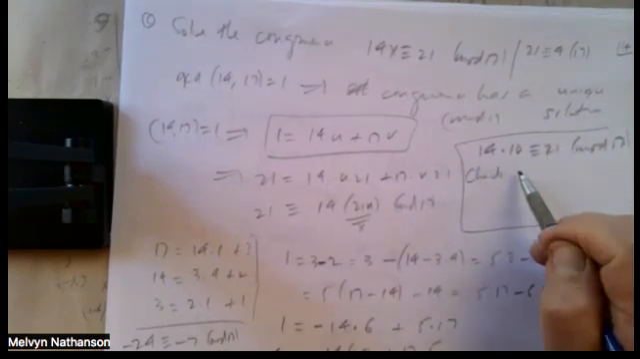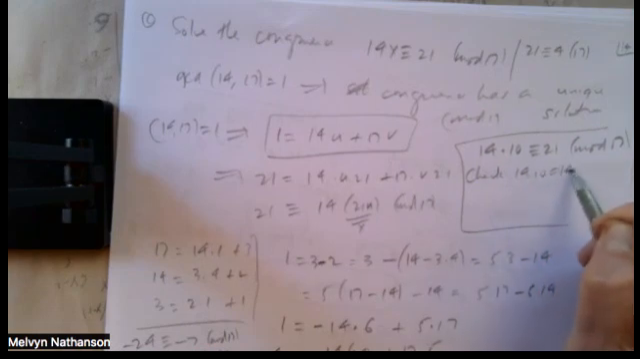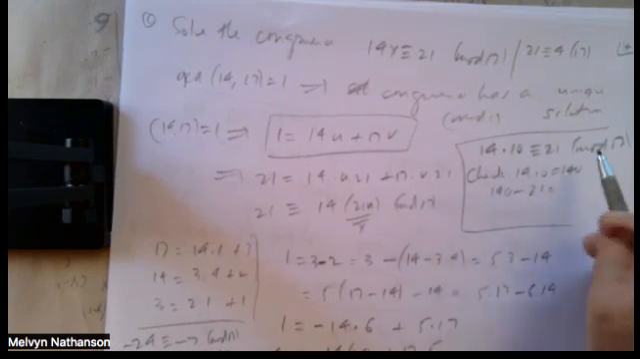Let's just check. 14 times 10 is 140. 140 minus 21 is 119. 119 is 17 times 7. So it works. So the simplest answer to this problem is all x congruent to 10 mod 17.